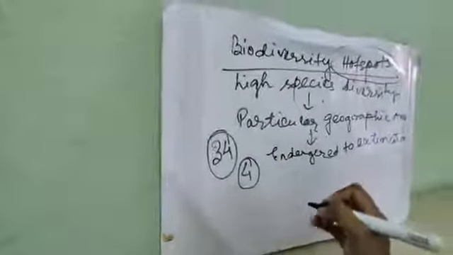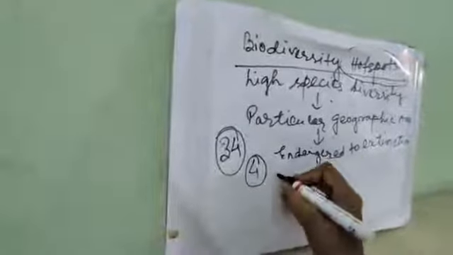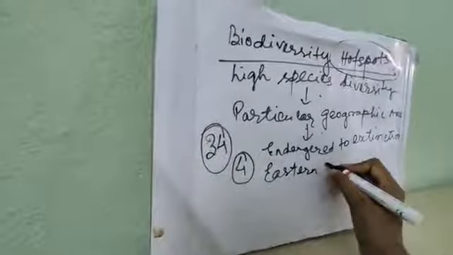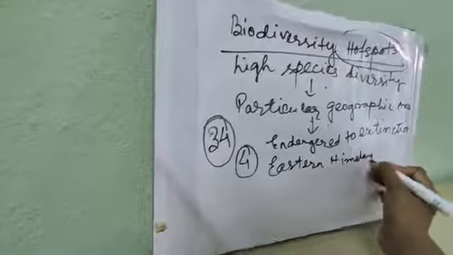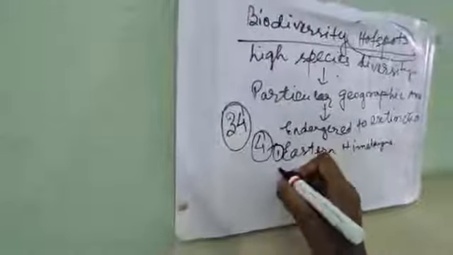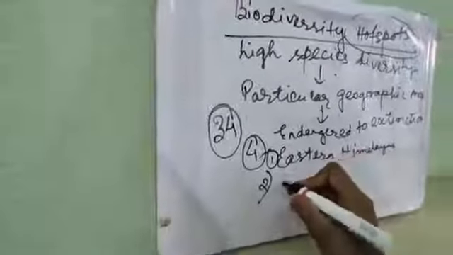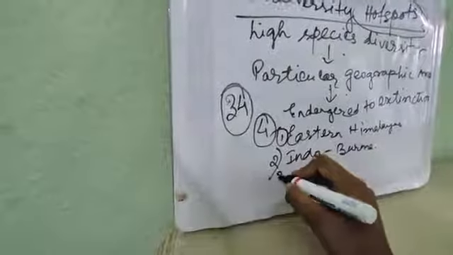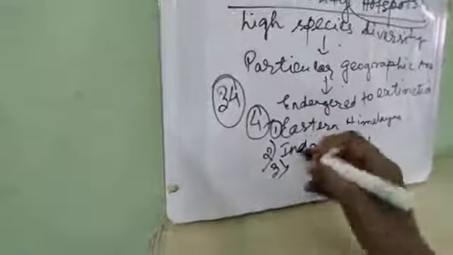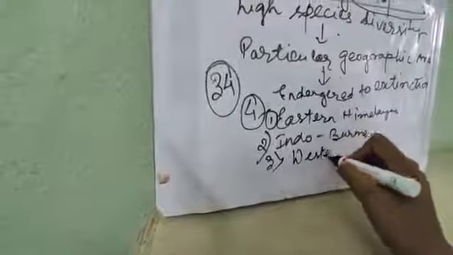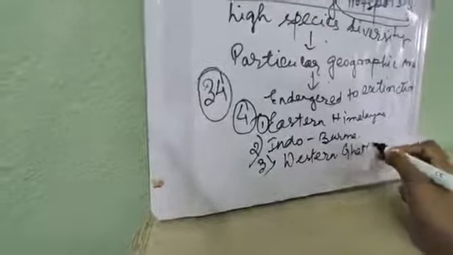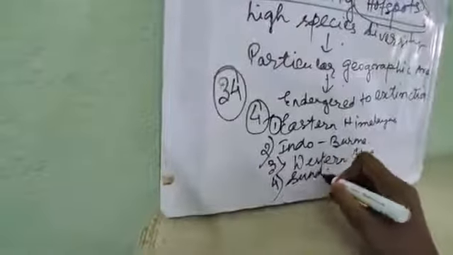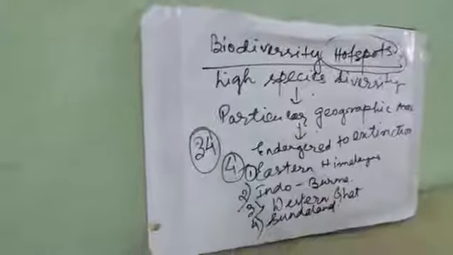What are the 4 biodiversity hotspots that are found in India? Eastern Himalaya, next is Indo-Burma, number 3 is the Western Ghats, number 4 is the Sundaland. So these are the 4 biodiversity hotspots that are found in India.